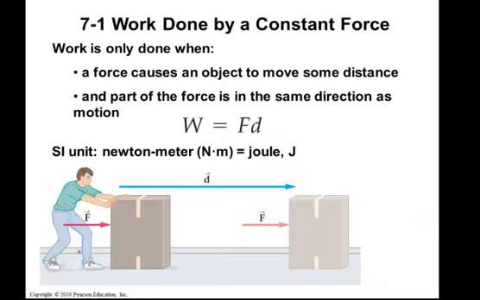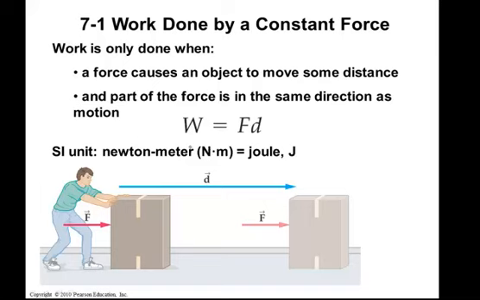Alright, work is only done when a force causes an object to move some distance. In other words, the object has to move, and the other stipulation in order to do work is that part of that force has to be in the same direction as the motion. And the equation that we use for work is W, which is for work, equals force times distance.